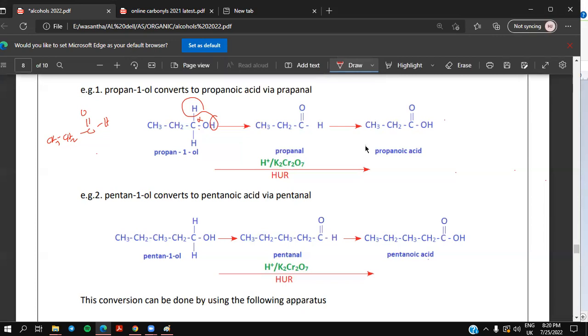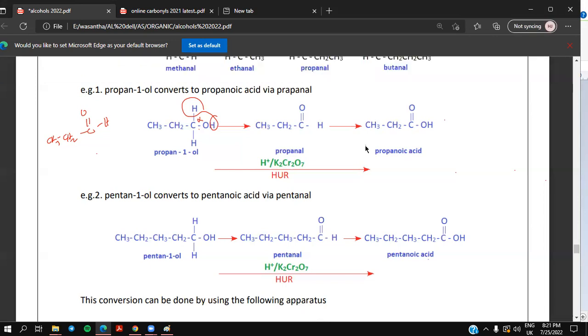See in the last example here, we can see pentan-1-ol. Pentan-1-ol goes to pentanal. Pentanal changes to pentanoic acid. For all these reactions, we use acidified potassium dichromate and heat under reflux. Under these conditions, the reaction will happen.